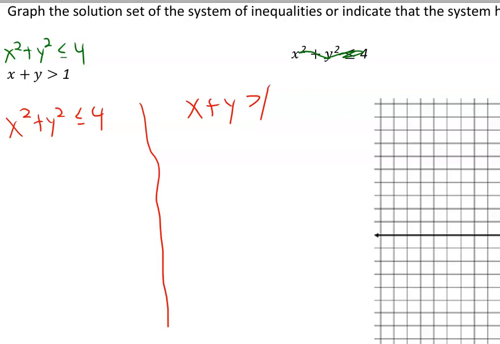All right, so for the first inequality, we've done this one already. I don't know if you recognize it, but we did it earlier in the video. It's a circle, right? Step 1, we can't solve it for y because it would involve taking the square root of both sides. We don't want to do that. So we just skip step 1.